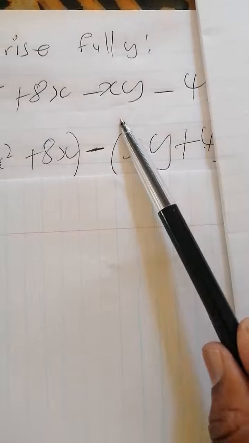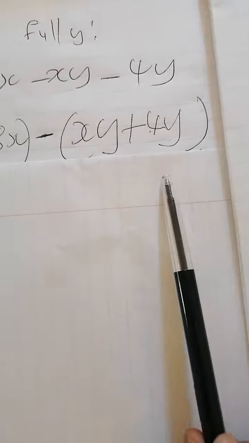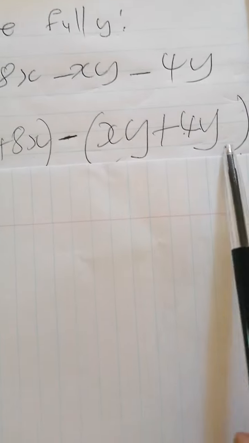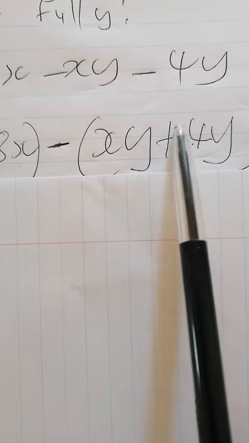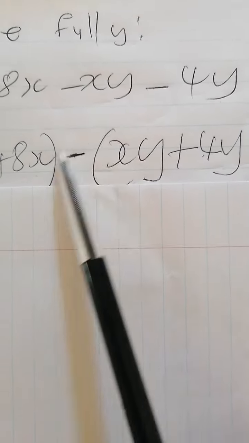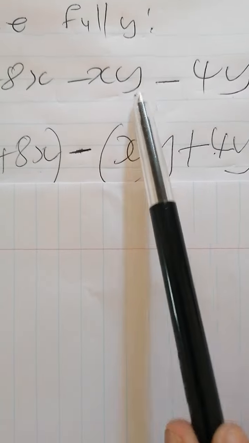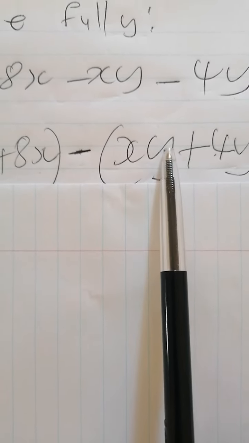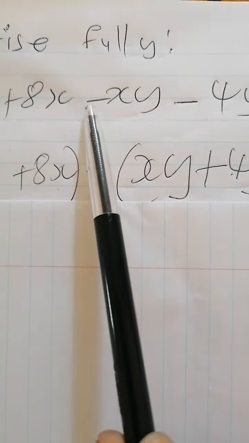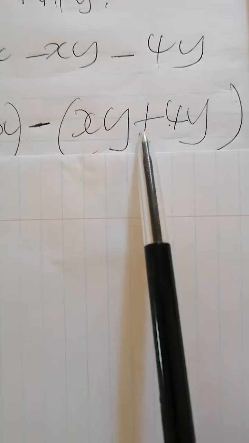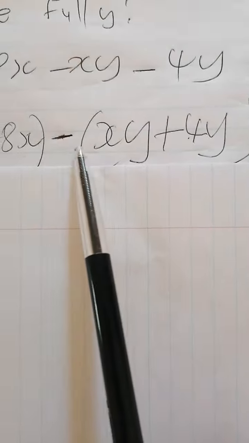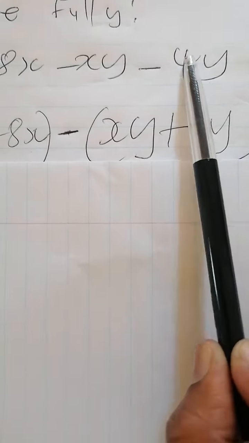Then I had that minus. Then I have a second bracket. Now, when it comes to the second bracket, if there's a minus outside, I have to be very careful of the signs inside. Because when I multiply, I must always get what I had before. All right, I had negative xy, so I must have plus xy here. So that when I say negative times positive, I get a negative. I had minus 4y, so that's why I have plus 4y here. So that when I say negative times positive, I get a negative.